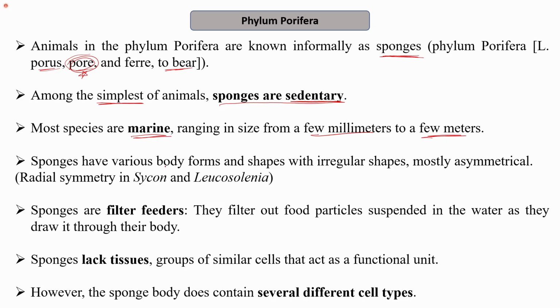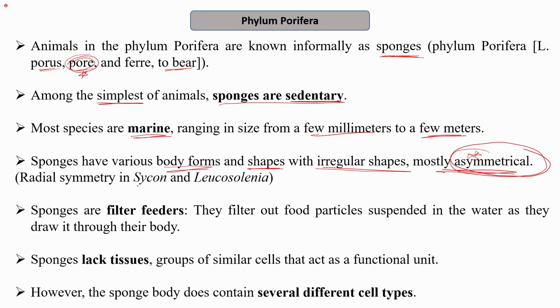Also, they have various body forms and shapes. As we see in the discussion, they are mostly irregular in shape and therefore mostly asymmetrical. That is, they cannot be divided into two equal halves. This thing came again. As we learn about each and every phylum, whatever we have learned till now will keep on repeating. So we need to remember that the organisms that belong to this phylum are mostly asymmetrical. However, there are certain exceptions to this.